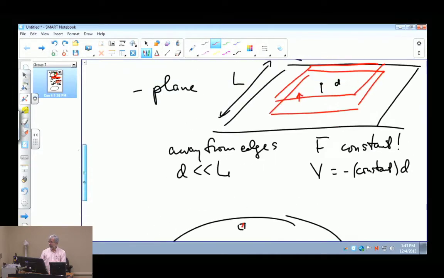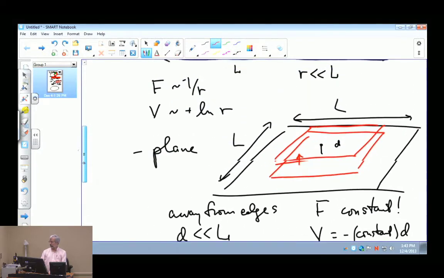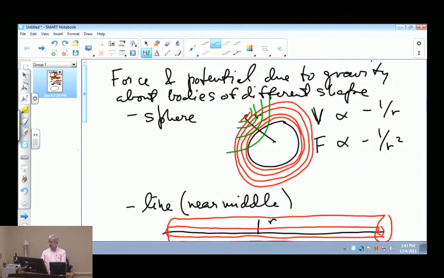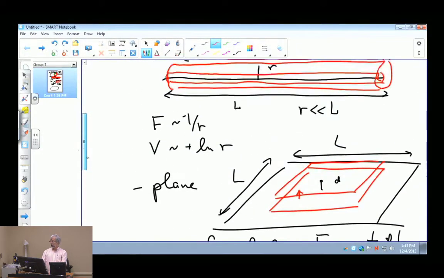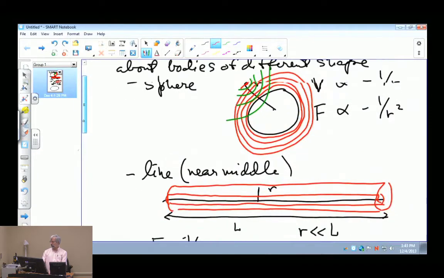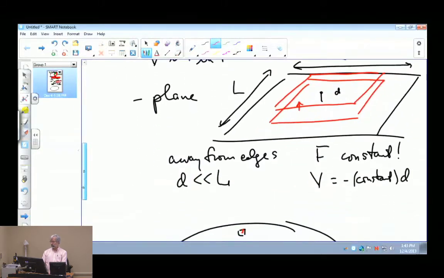Okay, but in any case, we have three different cases. The force goes like 1 over r squared, the force goes like 1 over r, the force is a constant. And the potential is either like 1 over r, or logarithm, or proportional to the distance.